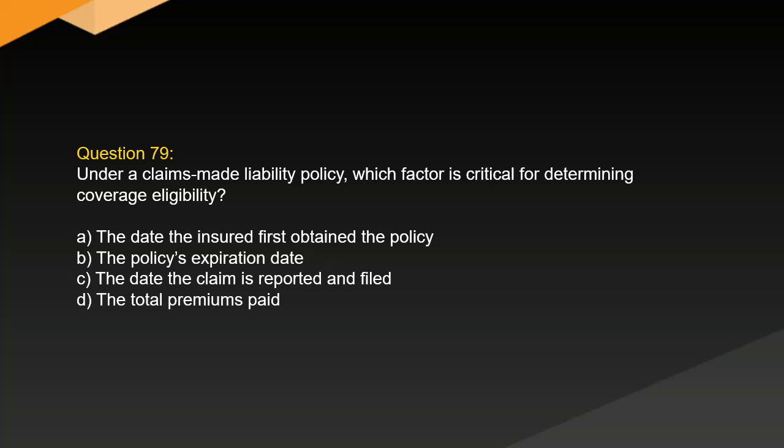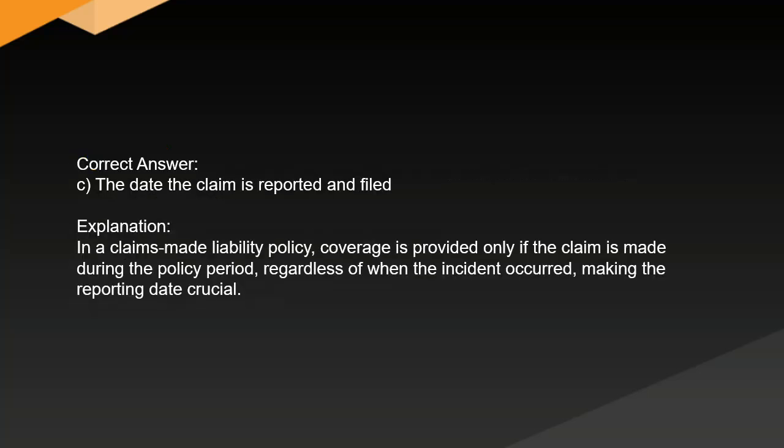Question 79. Under a claims-made liability policy, which factor is critical for determining coverage eligibility? A. The date the insured first obtained the policy. B. The policy's expiration date. C. The date the claim is reported and filed. D. The total premiums paid. Correct answer: C. The date the claim is reported and filed. Explanation: In a claims-made liability policy, coverage is provided only if the claim is made during the policy period, regardless of when the incident occurred, making the reporting date crucial.